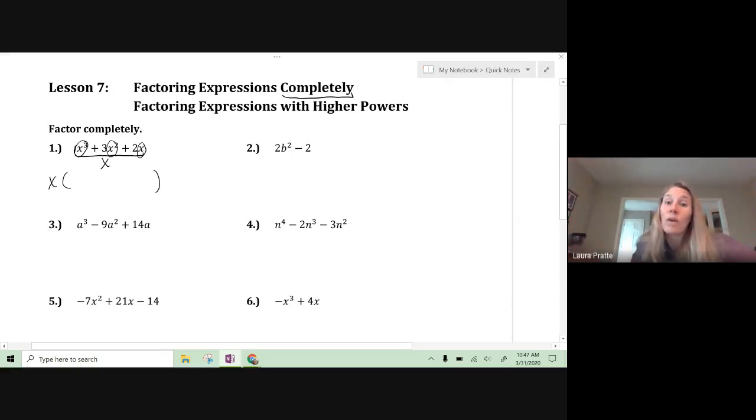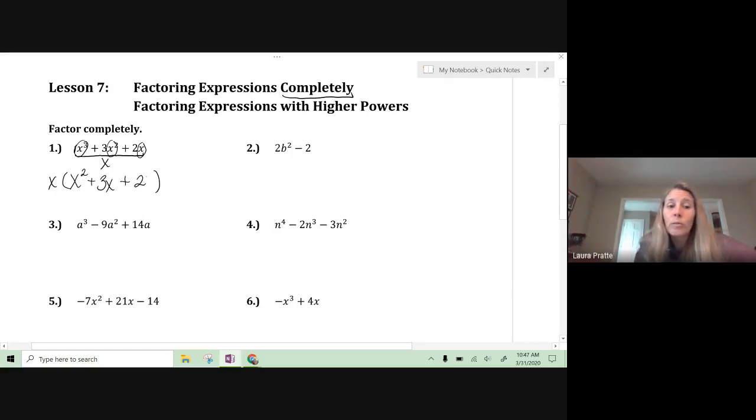Now remember, when we're dividing out variables with exponents by other variables, we're subtracting the exponents. So x cubed divided by x would leave me with x squared. 3x squared divided by x will leave me with 3x. And 2x divided by x is just going to leave me with 2.